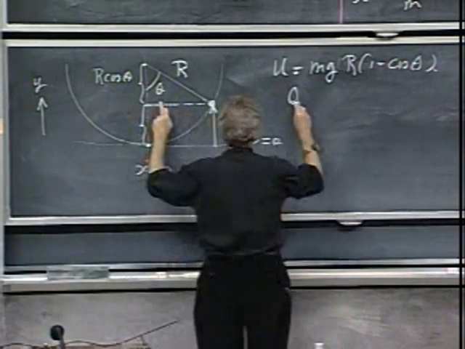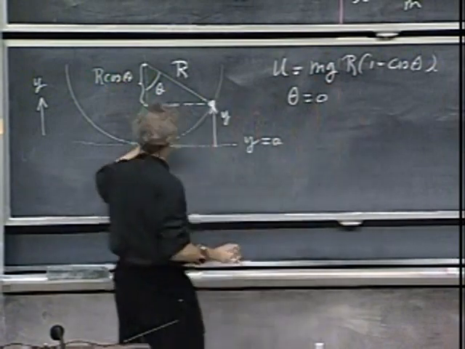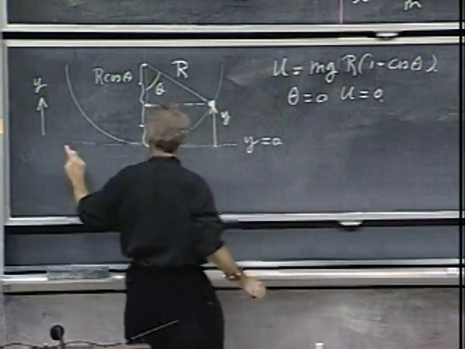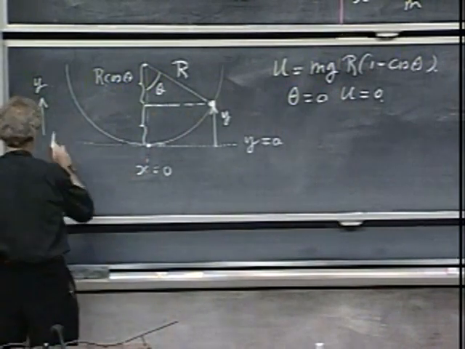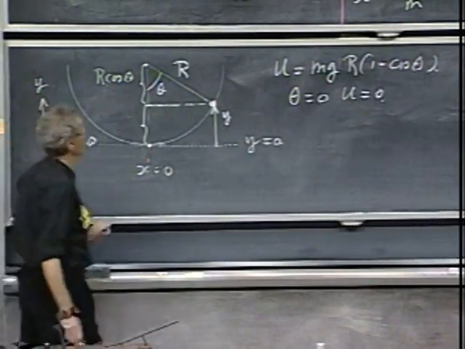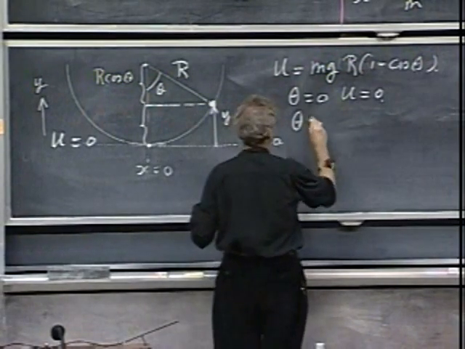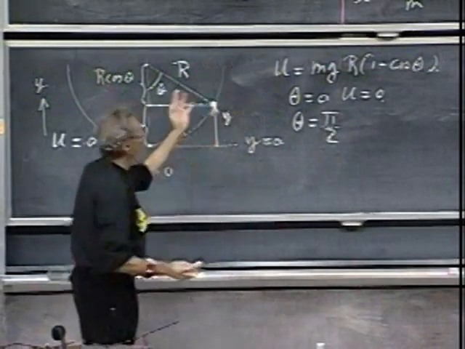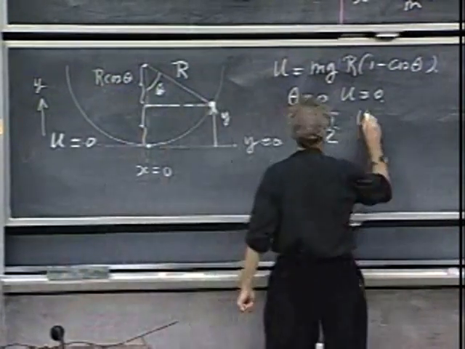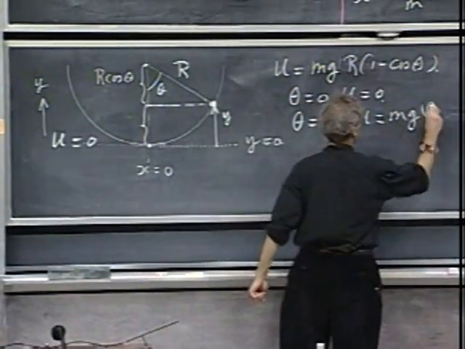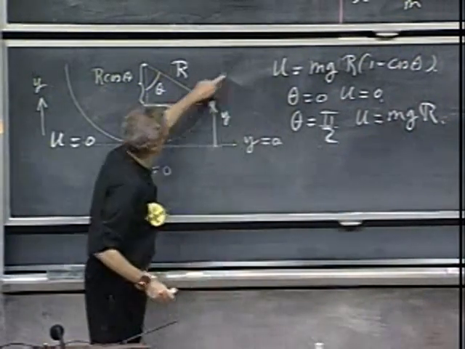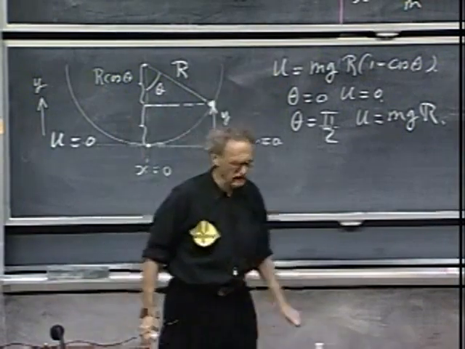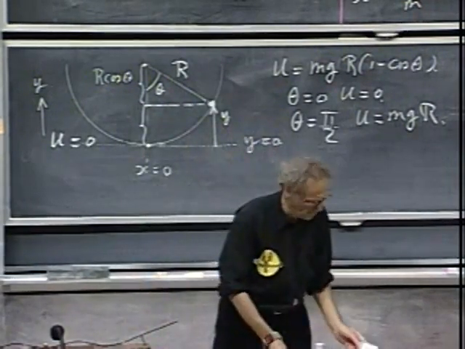Notice if theta equals 0, and the cosine theta equals 1, then you find U equals 0. That's, of course, the way I defined my y equals 0. Notice that when theta equals pi over 2, if the object were here, you find that the potential energy U equals mgr. That's exactly right, because then the distance between here and the y equals 0 level is r. So this is the potential energy as a function of angle theta.